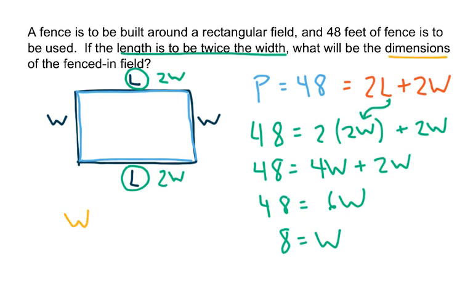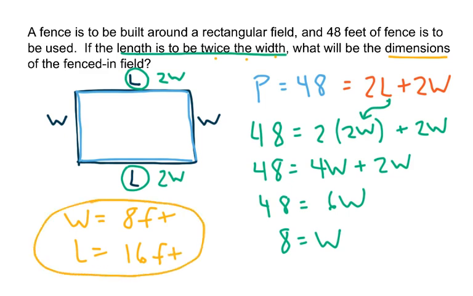I just found out that the width was going to be 8 feet, and the length, how am I going to find the length? Well, the length is equal to twice the width. So if I just double that, my length is going to be 16 feet. And so there's the width and length of the rectangle.